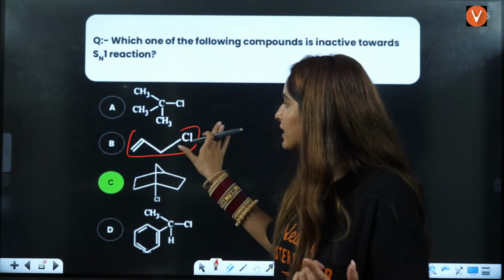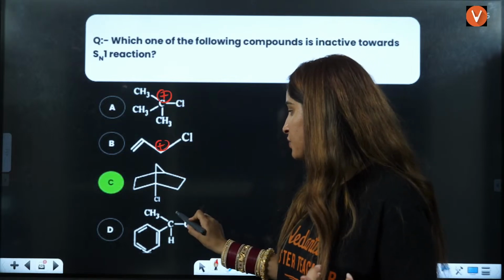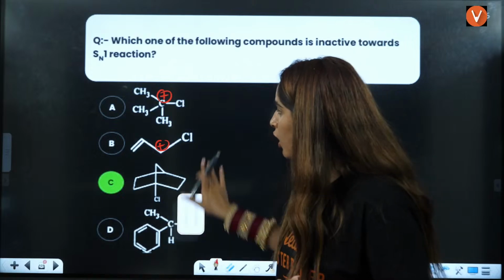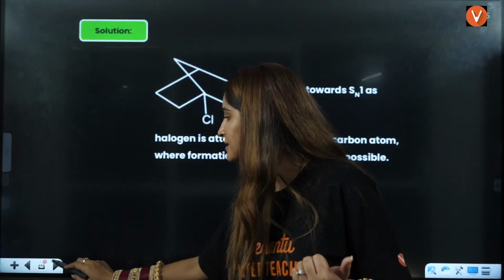Beta, this one is active. This will be 3 degree, which is stable. This will be allylic, which is stable. This will be benzylic, which is stable. So all of them are stable except for C. Right, so the answer is going to be C.